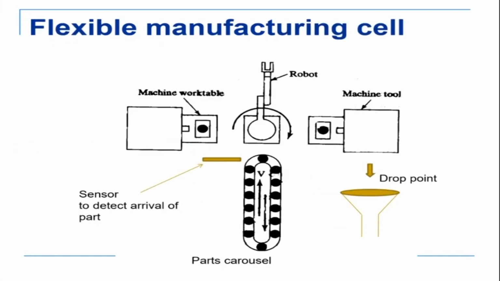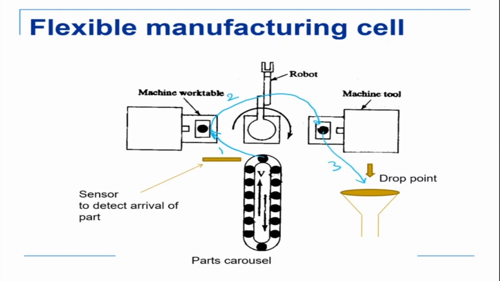This is another example of a flexible manufacturing cell in which the robot is picking up an object from the parts carousel. Okay, then maybe putting it on work table 1. Then after machining is done, it is taking it and putting it in machine 2. Then it is taking from here and putting it here. Okay, so that's 1, that's 2, that's 3, and that's 4. Okay, sorry, 1, 2, 3, this is 3. Okay, now if you see this, there is a sequence.